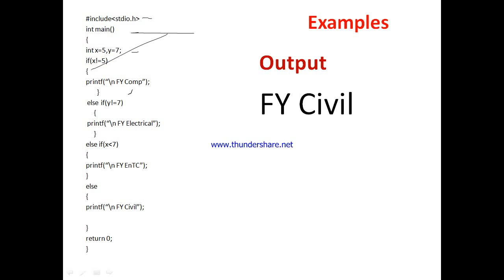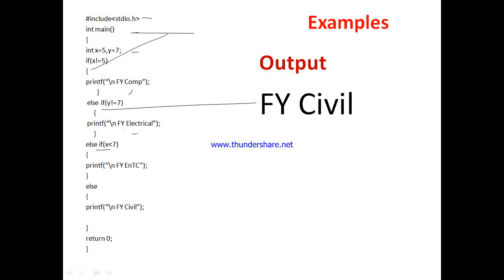Now the second condition is checked. Now control goes to the second condition, Y is not 7. So Y has the value 7. If it is not true, 7 is not 7, then what happens? Now this statement is executed, but this condition is false, so this printf is not executed. So again we check the new condition, X less than 7.